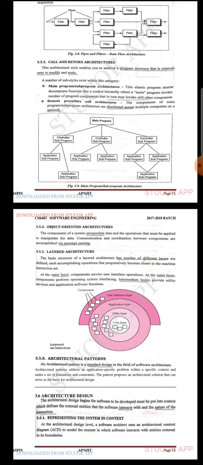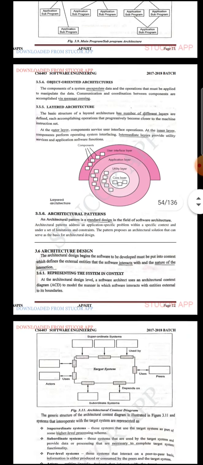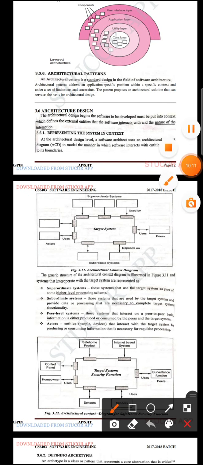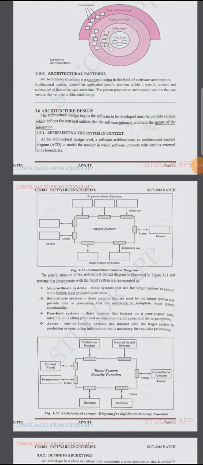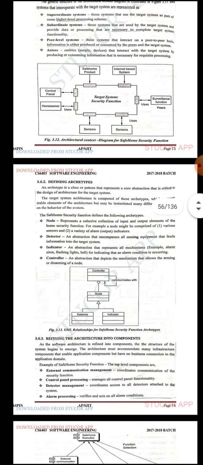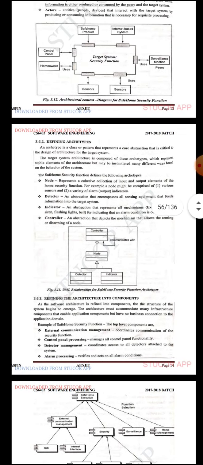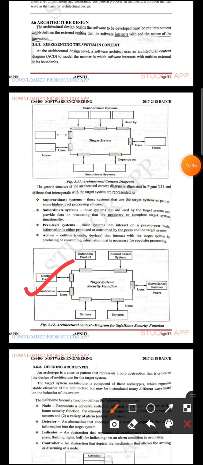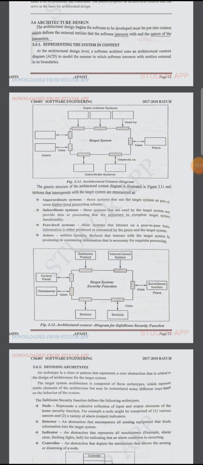The next one is architectural pattern, and after that we have to see about architectural design. So architectural design is also an important concept where it consists of some block diagrams. I have explained this, I think, and for the architectural diagram, you have to decide whichever part you are going to write. So architectural design is going to have a system context, and architectural context diagram is mandatory. You are going to give an example for a home automation system, so you just give about home automation system, that's enough.